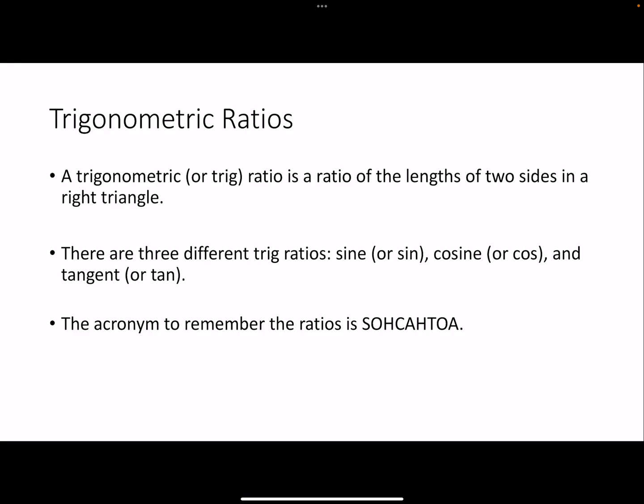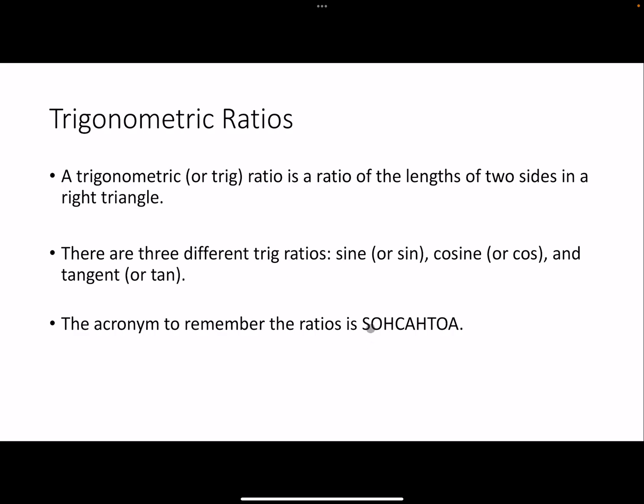So there are three different trig ratios that we're going to be focusing on. There's actually six, but we're going to focus on three. We're going to focus on sine, cosine, and tangent. And the abbreviations are listed right next to them. So if you have a calculator, you might see sine written as SIN. You might see cosine shortened as COS, and tangent shortened as TAN. Now, an acronym I want you to remember that we're going to explain later is SOHCAHTOA.